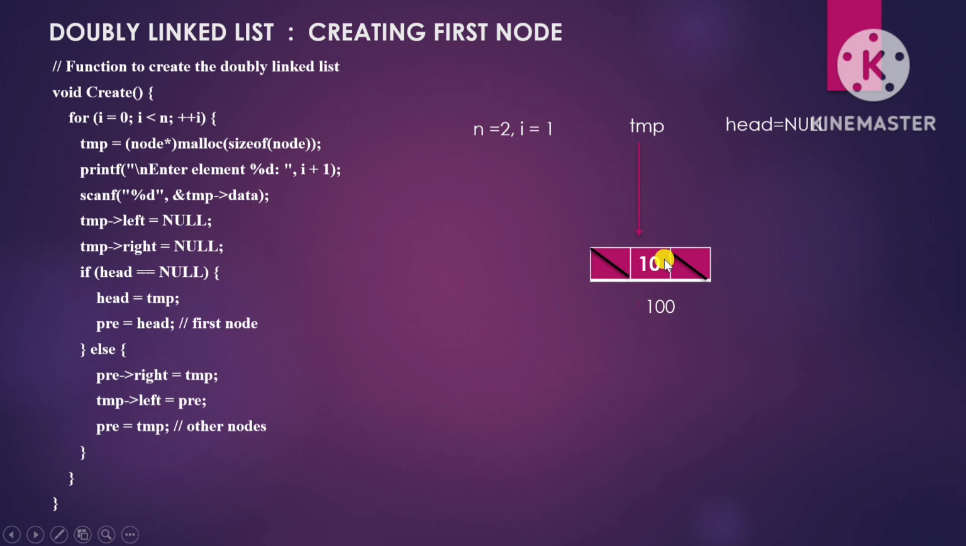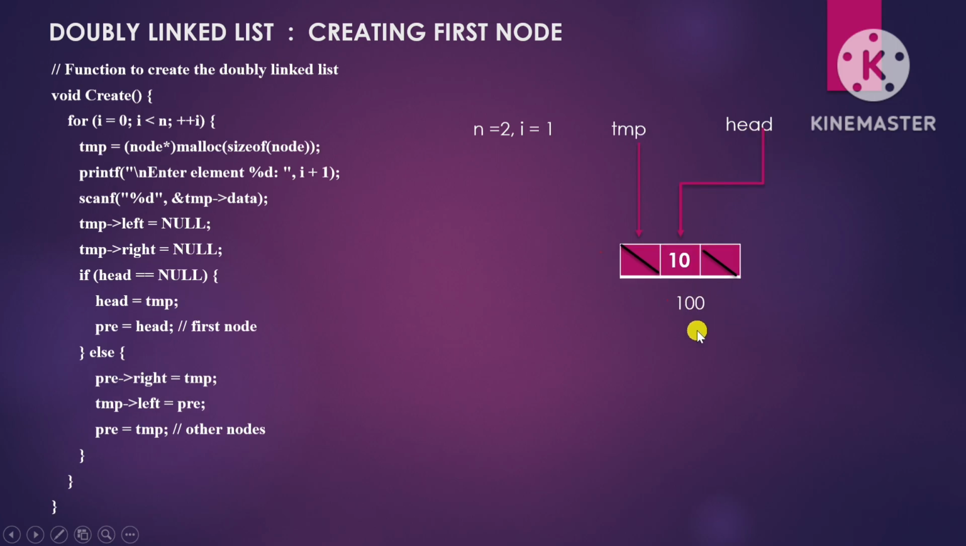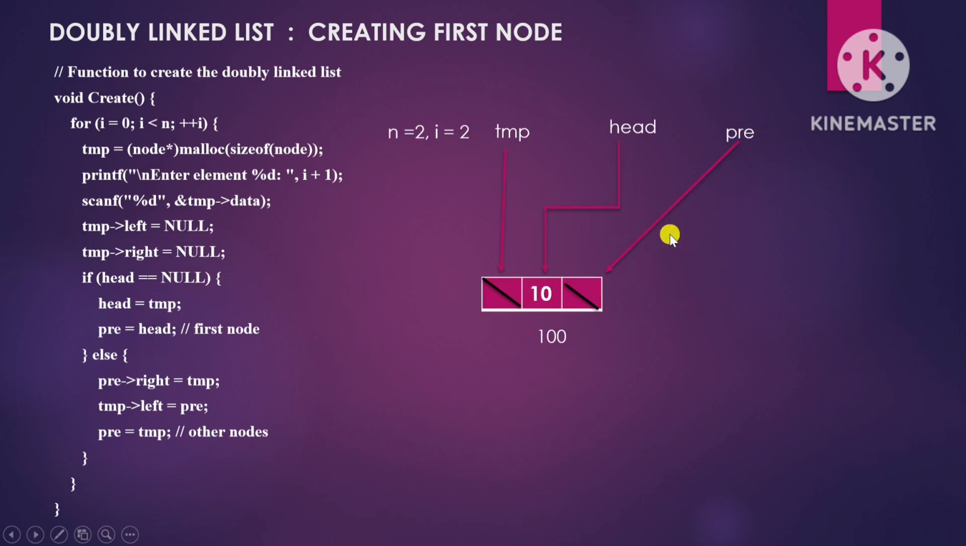So when head is equal to null, temp is 100. This 100 is given to this head. So head is pointing to the same address, that is 100. Now this 100 is given to pre. Pre is also pointing to the same address. So first node is created.